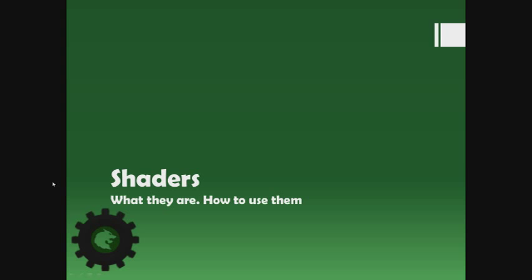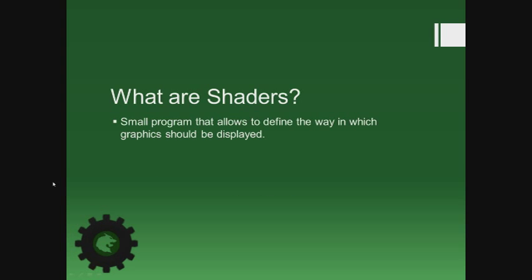Today, what we're looking at are shaders, what they are and how to use them. So, first of all, let's define what shaders are. Basically, they are small programs that allow you to define the way in which graphics should be displayed. You can give information to a graphics card in order to change the way in which you're drawing your graphics.